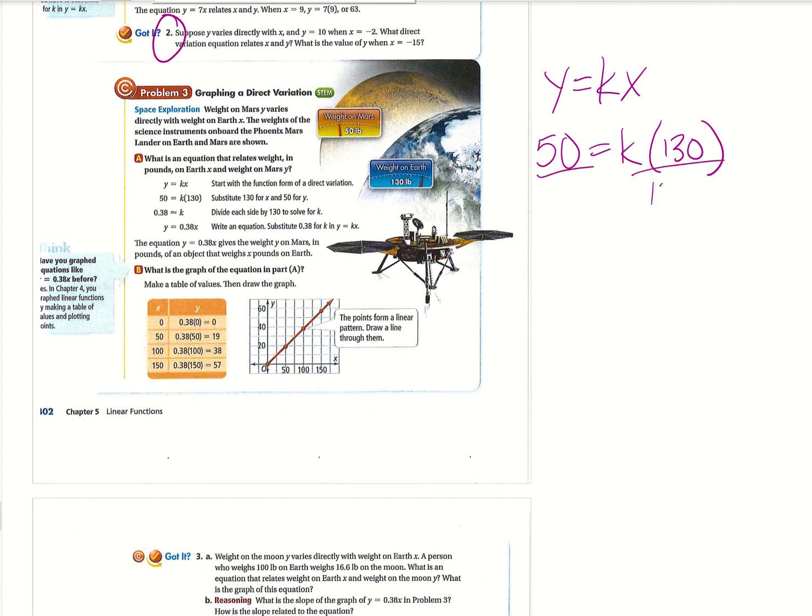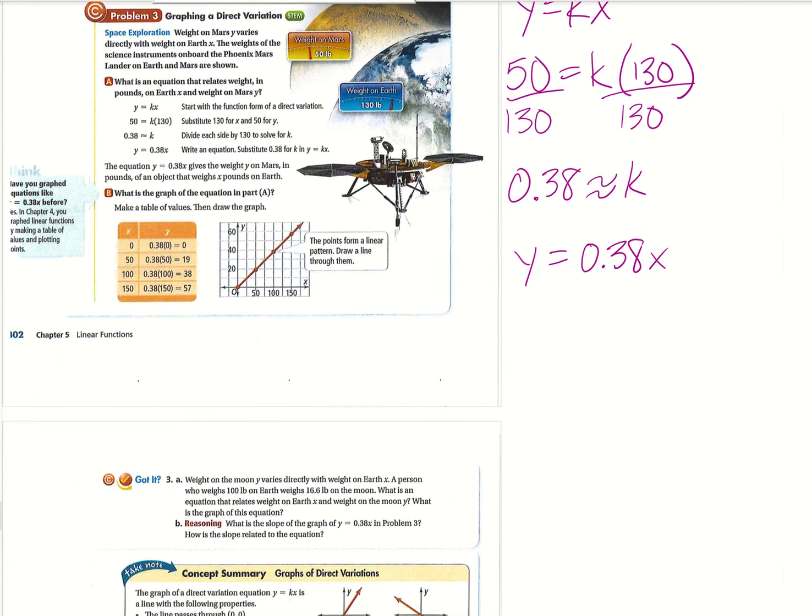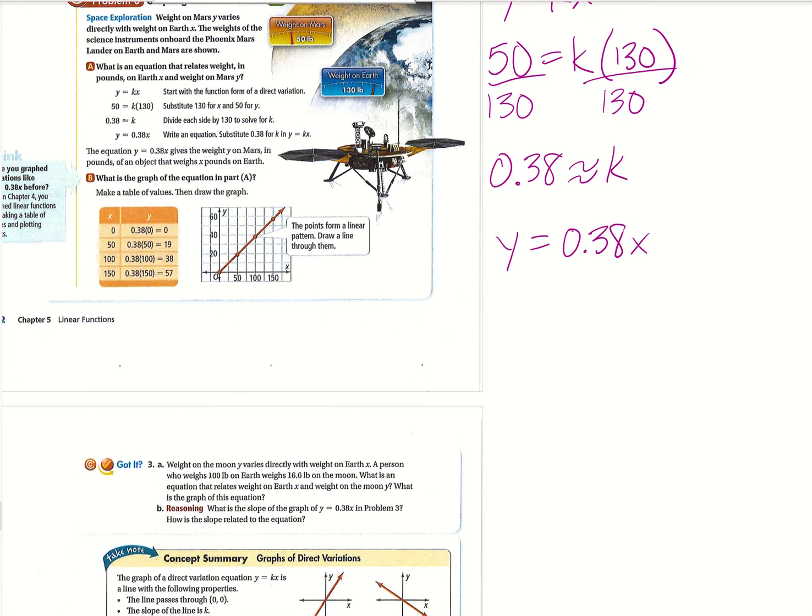So if we divide both sides by 130, I don't know what that is, so I'm just going to trust what they've got, which is that it's approximately 0.38, and that's what we're going to have for k. All right, so y equals 0.38x is going to be our best representation of this problem. Okay, so then we have for part B, what is the graph of the equation in part A?